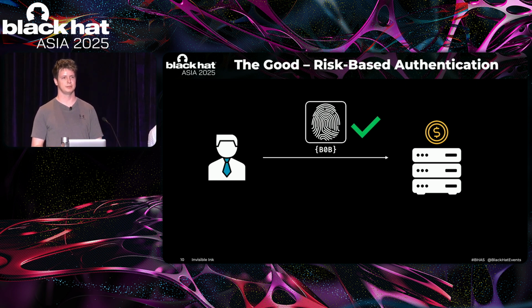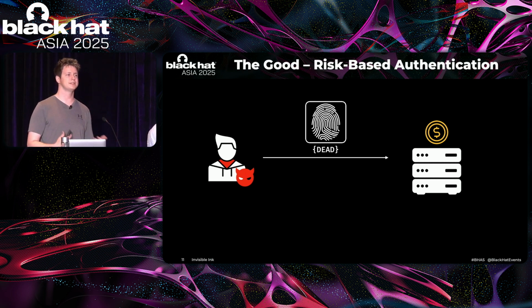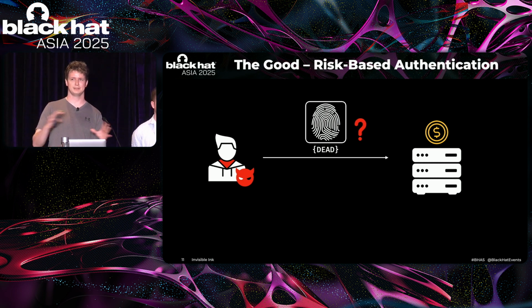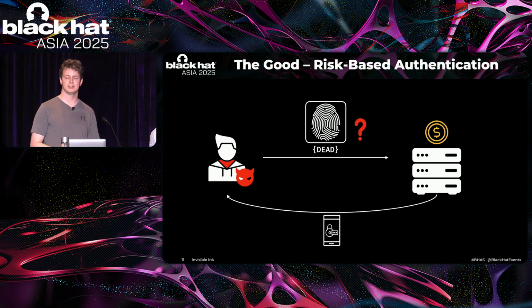Bob just continues. On the other hand, what happens if Bob gets compromised? In this case, someone else with the same credentials as Bob tries to connect to that server, but sends along a different fingerprint. Now the server can say, okay, that looks a little bit suspicious to me. That is the correct password, but that doesn't look like Bob. So the server can, for example, prompt for a second factor because the login activity looks suspicious.